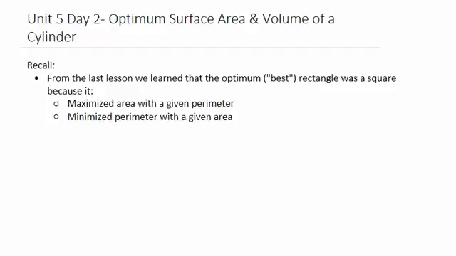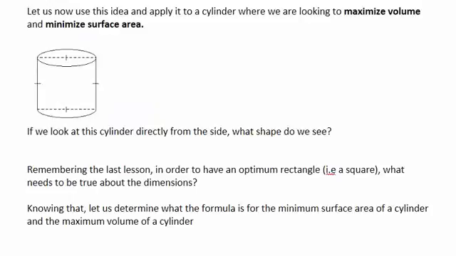Unit 5, Day 2, Optimum Surface Area and Volume of a Cylinder. So recall from the last lesson that we learned that the optimum or best rectangle is actually in the form of a square because it maximizes area with a given perimeter and it minimizes perimeter with a given area. Let us now use that idea from before that the optimum rectangle is actually a square and apply it to a cylinder, where we are looking to maximize the volume and minimize its surface area.